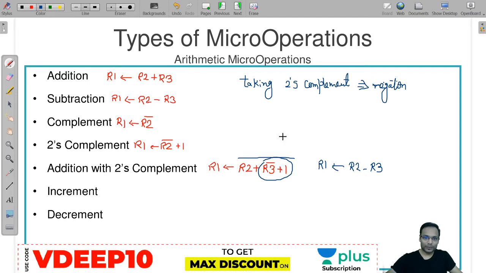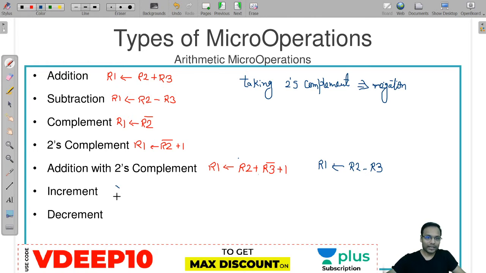So ultimately this operation is performing what? It is performing the subtraction of R3 from R2. I hope you guys are clear about this. If you are clear about this, let's go for next one.